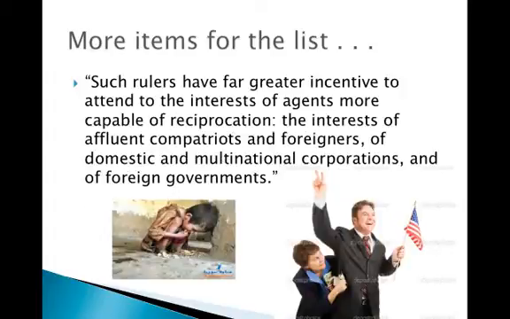So such rulers, I'm not saying American politicians, in fact, most of it is not. We'll see that a lot of it is the governments of third world countries, but these rulers, I'm going to quote, have a much greater incentive to attend to the interests of agents more capable of reciprocation, the interests of affluent compatriots, foreigners, domestic and multinational corporations, and foreign governments. It's just like a ruler or a politician, they don't have much incentive to help out these people that are most severely affected by destructive policies.